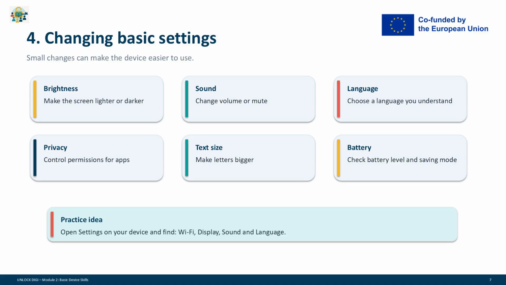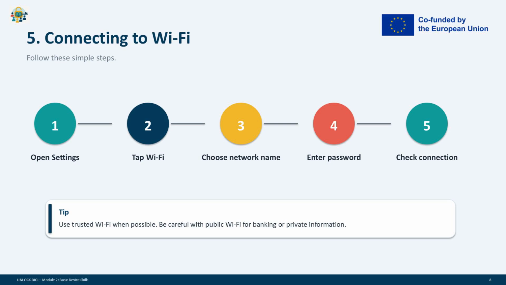Text size can make letters bigger and easier to read. Battery settings help us see how much battery is left and use power-saving mode. A good practice is to open settings on your device and find Wi-Fi, display, sound, and language. Wi-Fi helps your device connect to the internet without using mobile data.